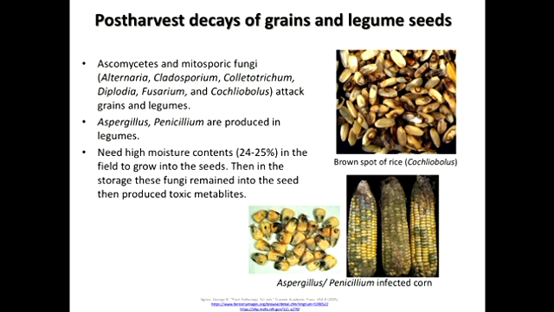So in the grains and legumes, mostly it's infested by that Aspergillus and Penicillium, like that mold fungus. And these grains, if they are infested like this, then they will also be carrying some toxin. It's called mycotoxin.